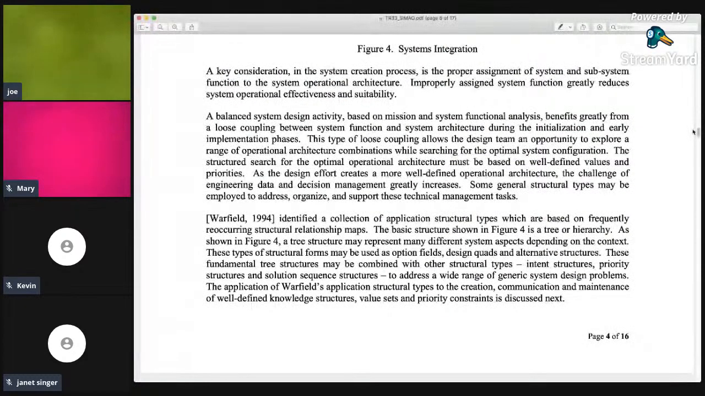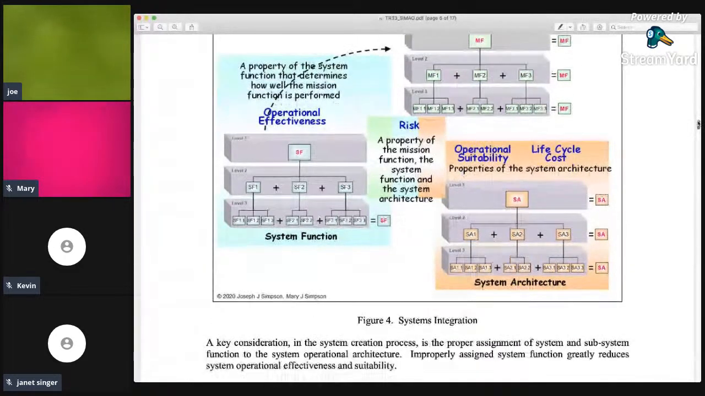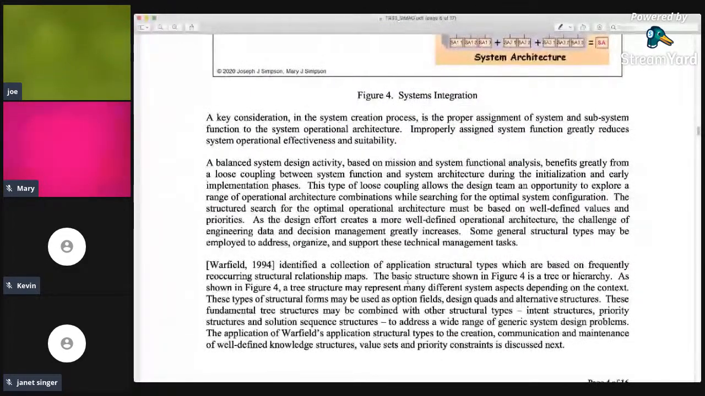And so one of the ideas, when you're working to develop a mission function or any of your system components and what those functions are and the architectures, is you need to bring large groups of people together to decide what has to happen. And this is where the application structural types can play a role. The application structural types that were developed by Warfield can definitely play a role here.